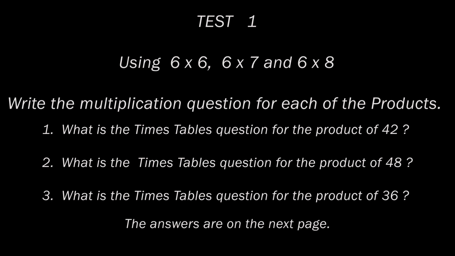Test number 1. Using 6 times 6, 6 times 7, and 6 times 8, write the multiplication question for each of the products. Number 1. What is the timetable question for the product of 42? Number 2. What is the timetable question for the product of 48? And number 3. What is the timetable question for the product of 36? The answers are on the next page.